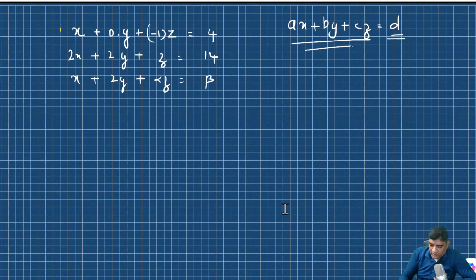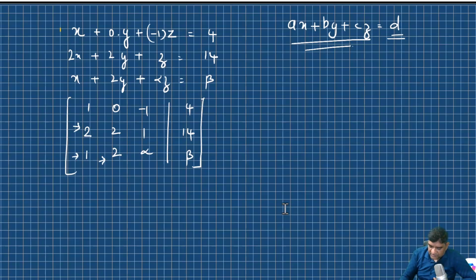Let's prepare our augmented matrix. I'm going to write a 1, 0, minus 1, then 2, 2, 1, and then 1, 2, alpha, a straight line, 4, 14, and then beta. The goal, as I said, was to convert these to zeros. So how am I going to do that? I'm going to apply the row operation, which is row 2 will be row 2 minus 2 times row 1. Along with that, I can also say that row 3 is row 3 minus row 1.